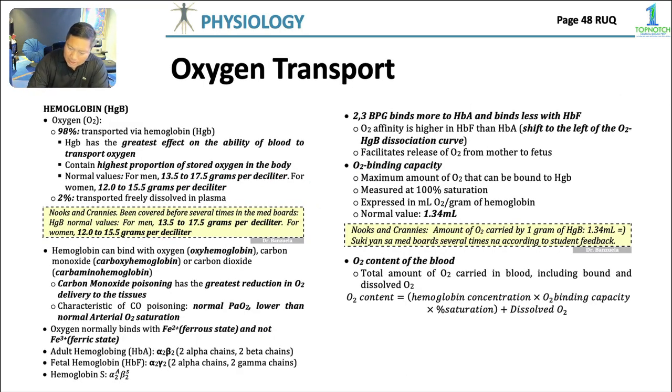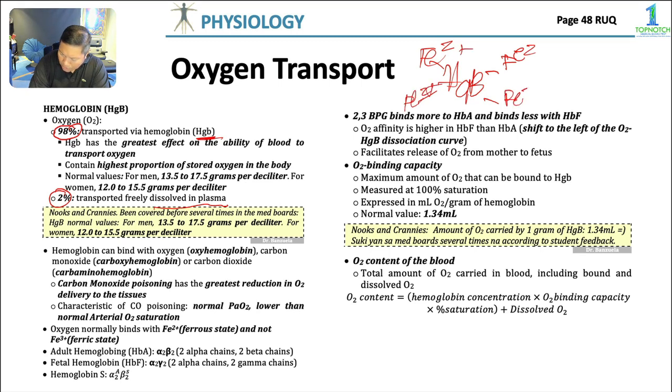Oxygen is transported in the blood two ways. Okay? 98% is transported via hemoglobin. 2% is transported completely dissolved in plasma. Okay? So, hemoglobin will have four chains na may iron, and those iron, the ferrous form, to be more specific, can bind with oxygen.